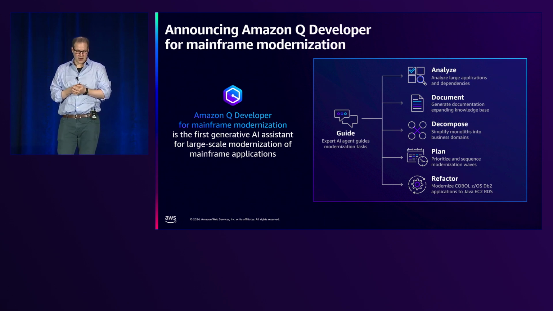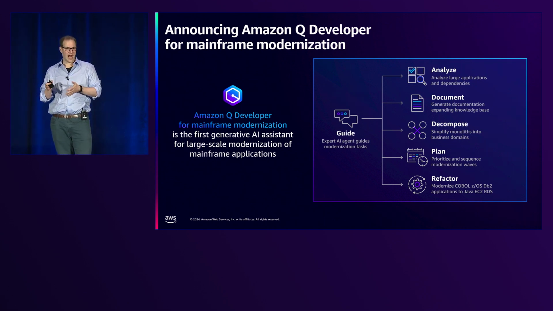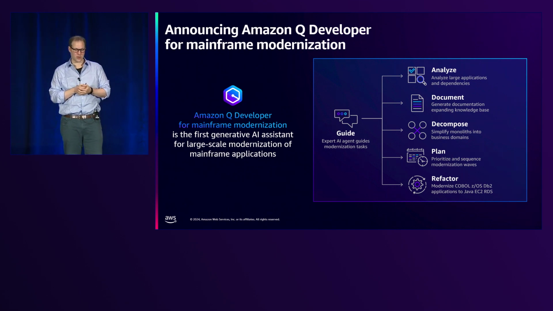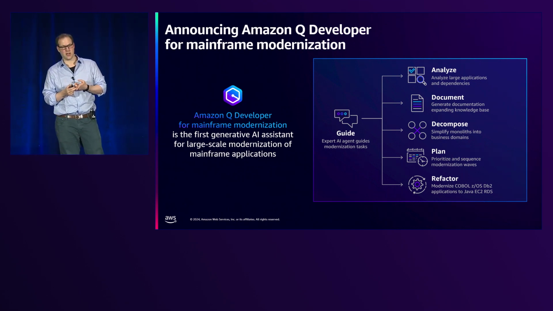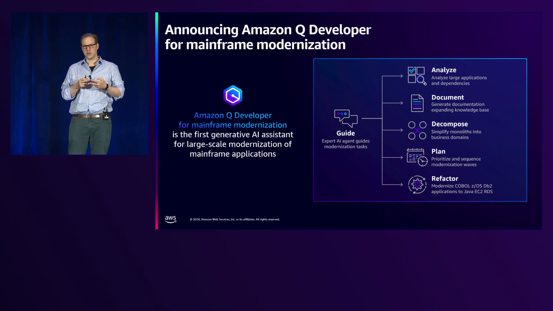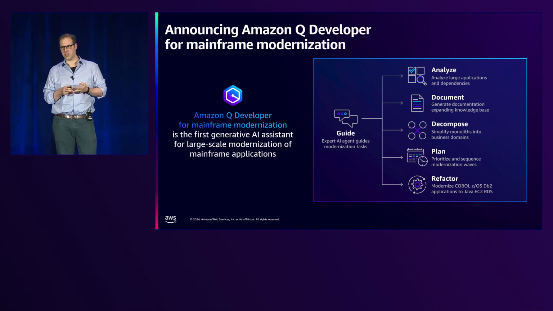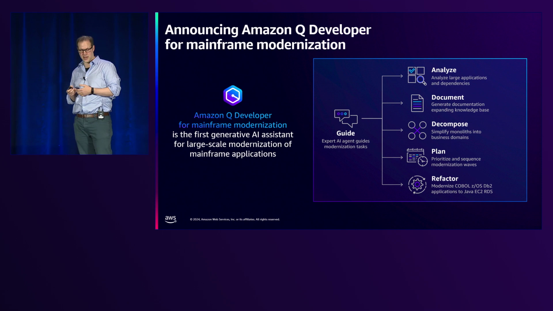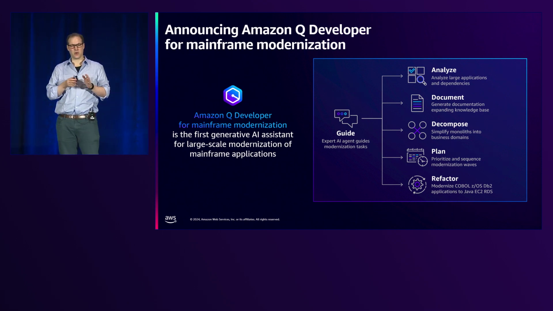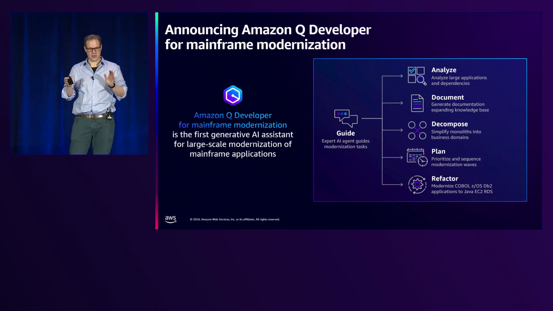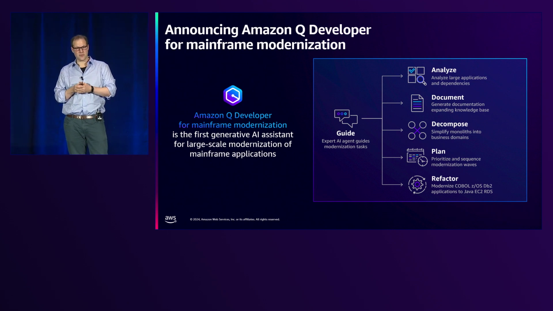Q can support and guide the modernization process across many phases and many activities of your modernization: from analyzing the code base and finding dependencies, generating documentation for your existing mainframe assets, decomposing your monolith into functional domains, taking into account code and data dependencies, planning your migration process, prioritizing and sequencing the modernization waves, and finally refactoring your mainframe code into cloud-ready Java.